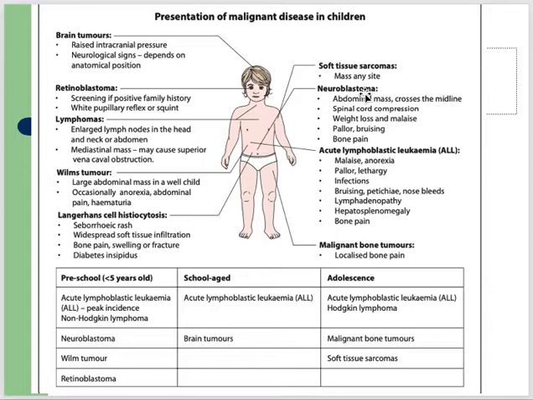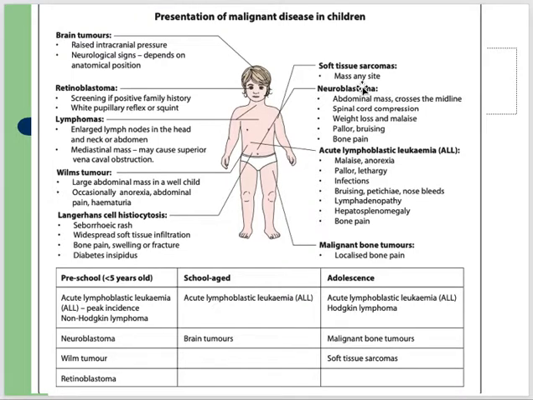Neuroblastoma is one of the interesting things, by the way. So what is neuroblastoma? One thing about neuroblastoma, guys, is that it is the most common cancer occurring in the first year of life. Neuroblastoma is basically the tumor which arises from the neural crest cells.